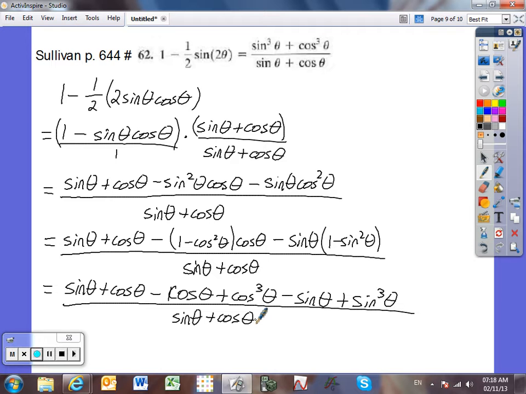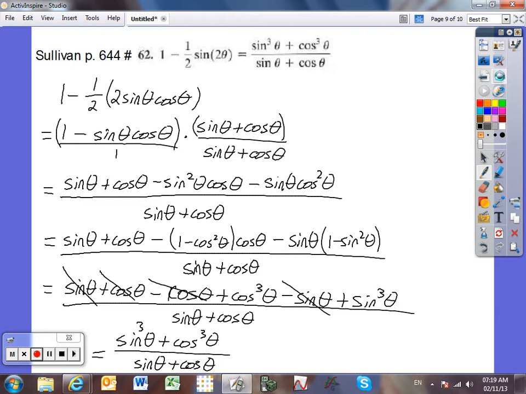And now for the fun part, my positive sine theta and positive cosine theta will cancel with my negative cosine theta and my negative sine theta. And that leaves me exactly what I'd hoped for. I've got a sine cubed and a cosine cubed left alone at the top, all over sine theta plus cosine theta, yielding the right-hand side of the identity.